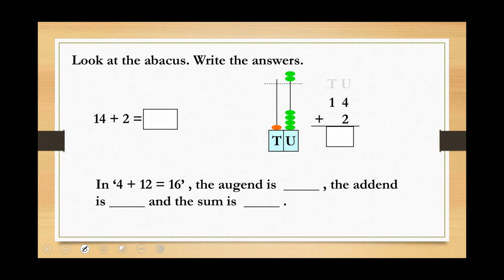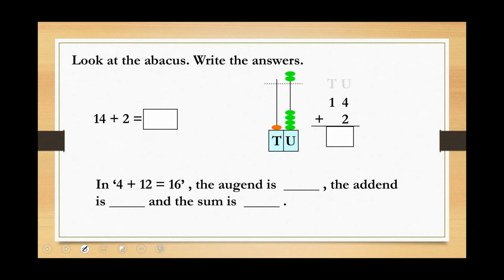Look at the abacus. Write the answers. On your left-hand side, we have 14 plus 2. So on the abacus on the right, we put 10 and 4, and we add 2 more beads to the unit place. That gives you a 10 and 6, which gives you 16.